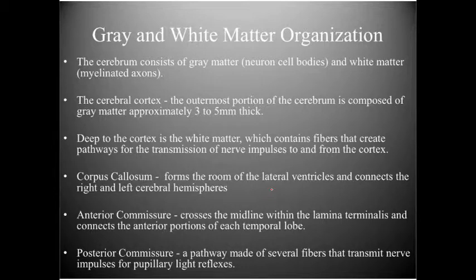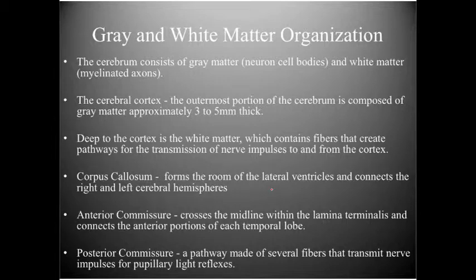So I'm sure, as we all know, the brain is composed of both gray and white matter, and most people don't give it a second thought as to what this actually means, but it's very important. The cerebrum consists of gray matter, which is neuron cell bodies, and white matter consists of myelinated axons. The cerebral cortex, or the outermost portion of the cerebrum, is composed of gray matter approximately 3 to 5 millimeters thick. Deep to the cortex is the white matter, which contains fibers that create pathways for the transmission of nerve impulses to and from the cortex.